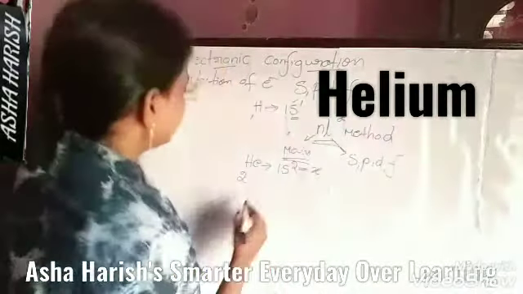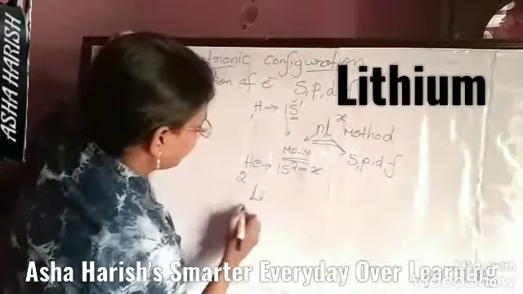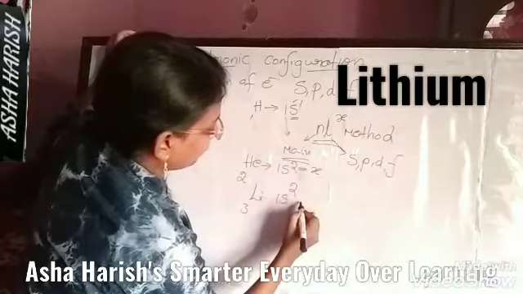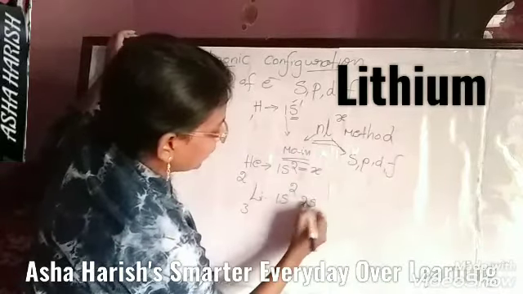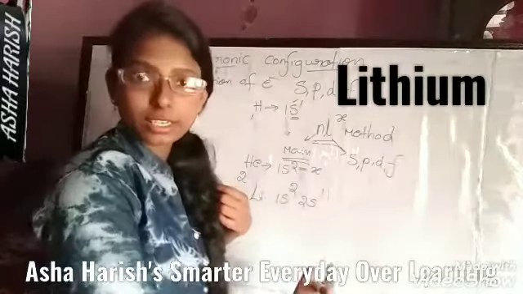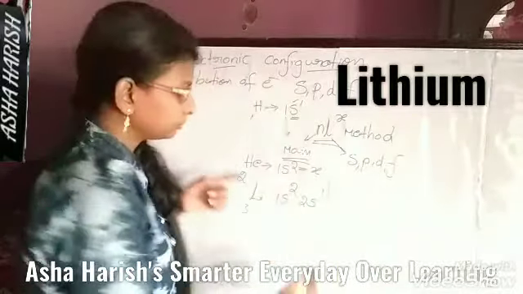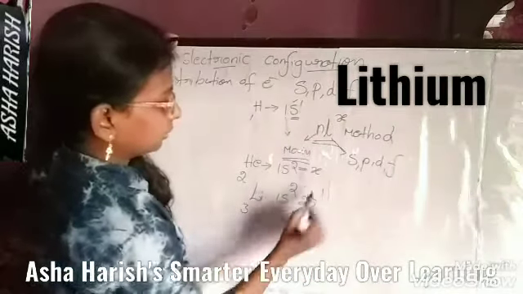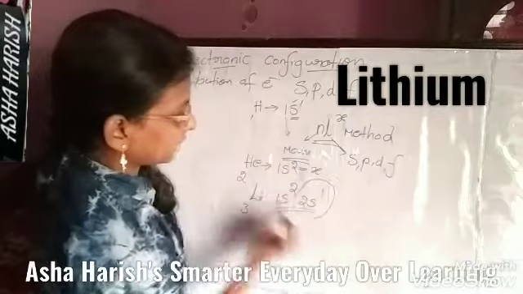And lithium, atomic number 3, 1s2, 2s1. According to the Moeller chart, I have written 1s2 and 2s1. This is the electronic configuration for lithium, based upon the nlx method.